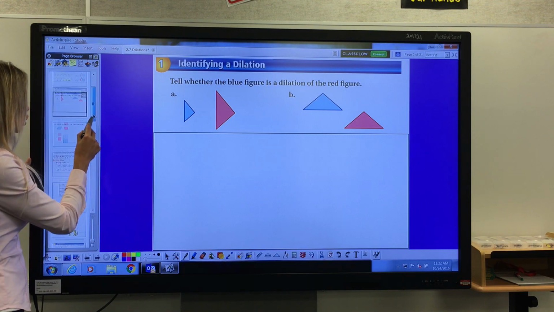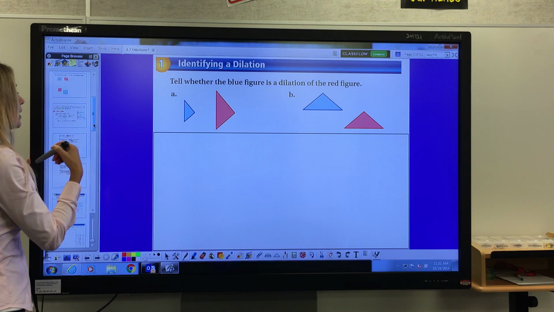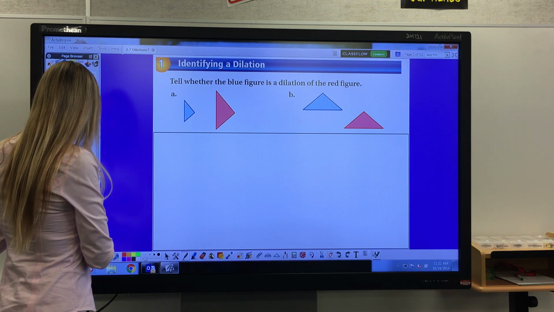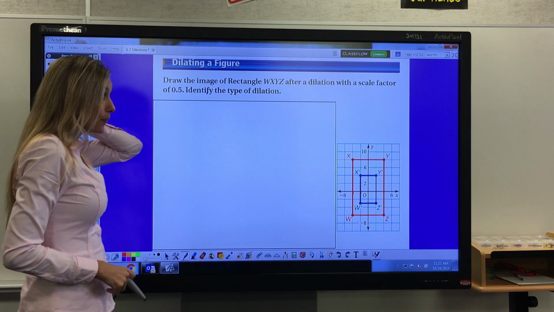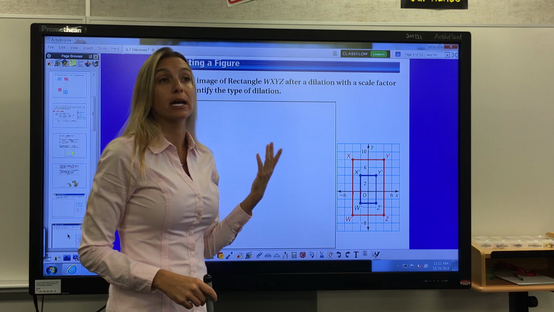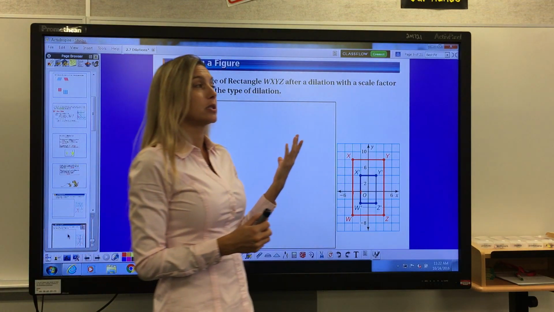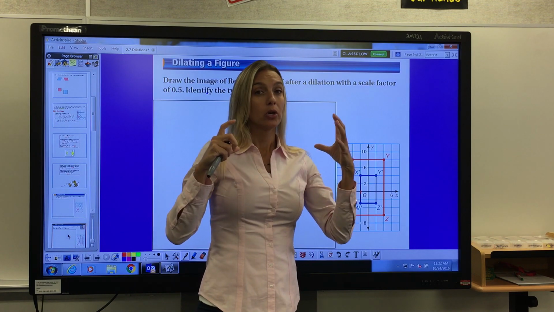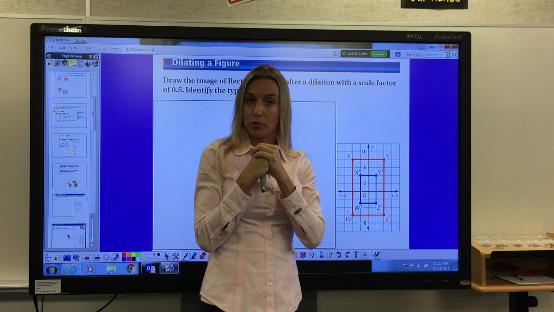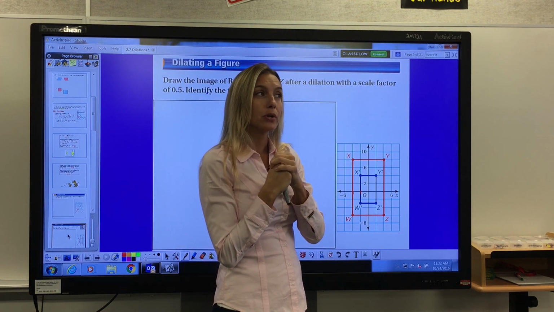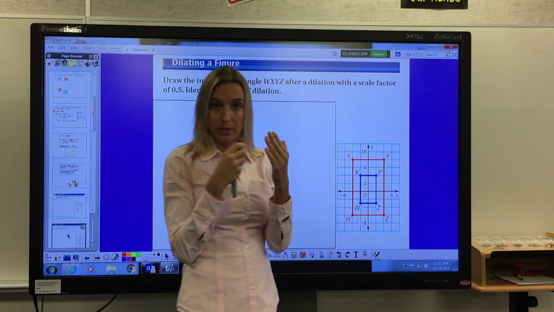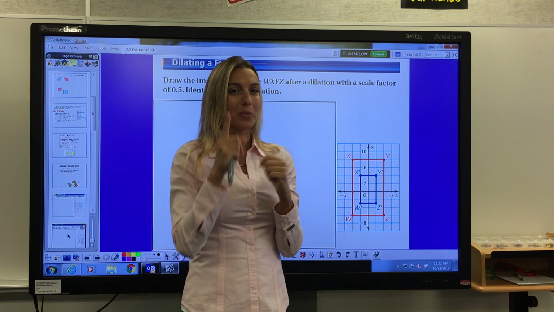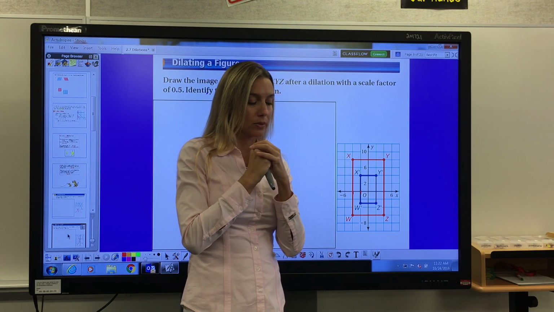Let's look at how it's going to look in a problem. You're gonna have a problem that's gonna give you a scale factor. Scale factor tells you how many times you either make an image bigger or how many times you make an image smaller, right? I'm sure you just heard what I said. I said how many times bigger or how many times smaller.